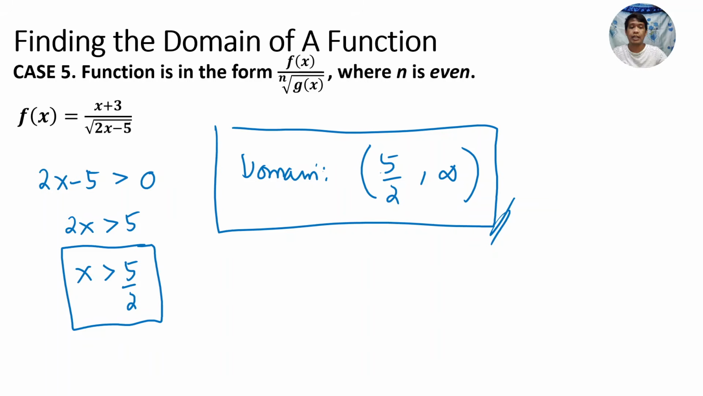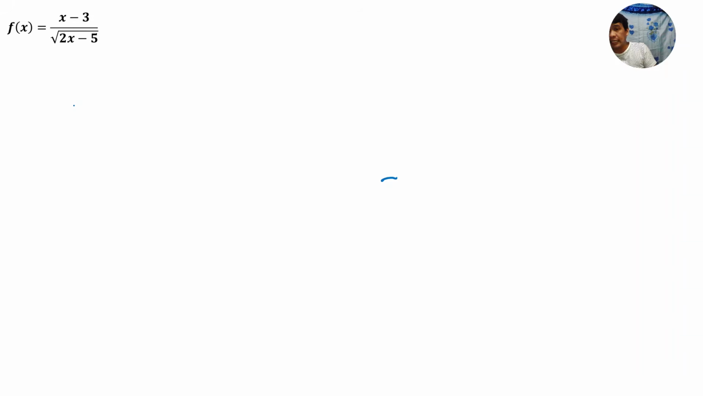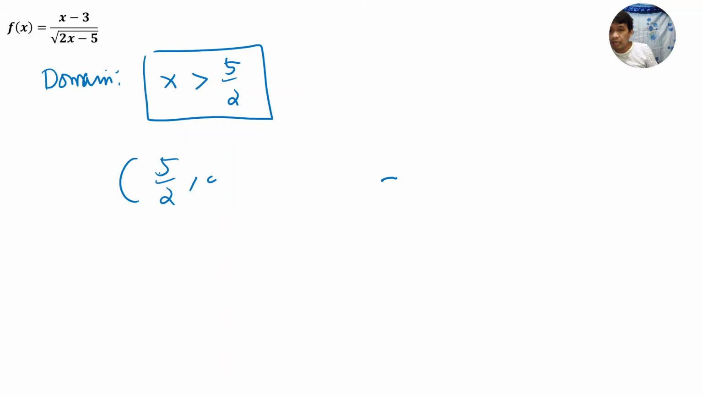So, let us try to solve for our second example. It is the same as the one above, since we have no restriction. So, the domain is the same as what we solved earlier. So, x must be greater than or equal to 5 halves. The 3 is allowed, because it will just become 0. It is also defined there. So, that is 5 halves, infinity.